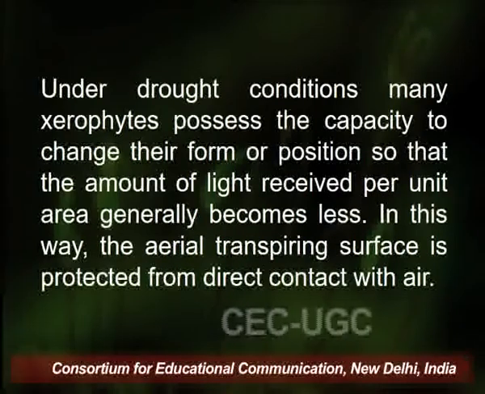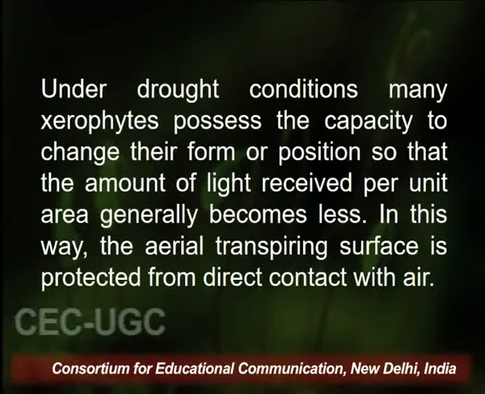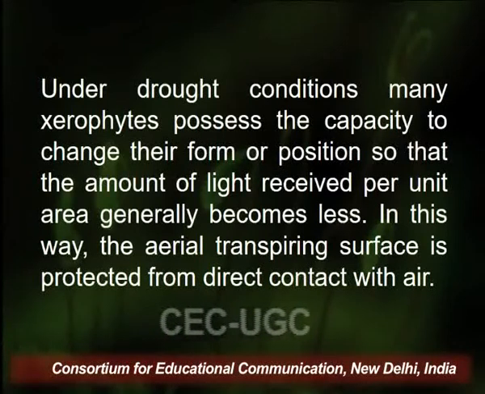Under drought conditions, many xerophytes possess the capacity to change their form or position so that the amount of light received per unit area generally becomes less. In this way, the aerial transpiring surface is protected from direct contact with the air.